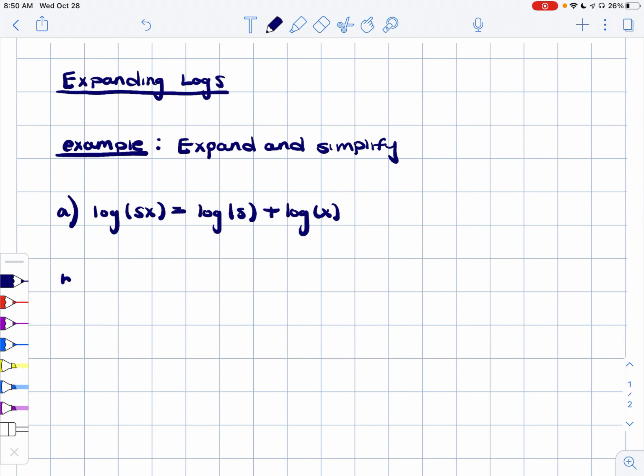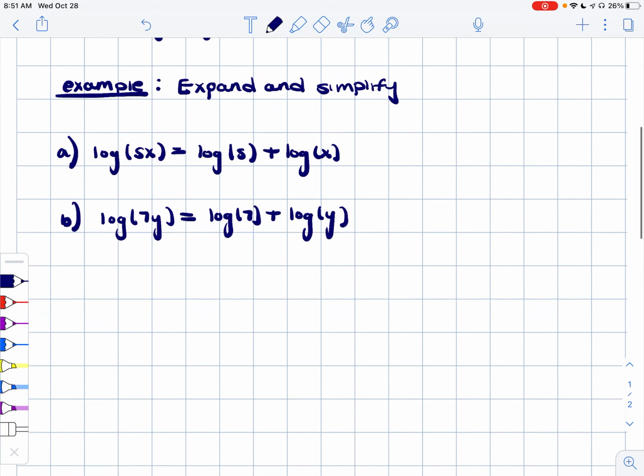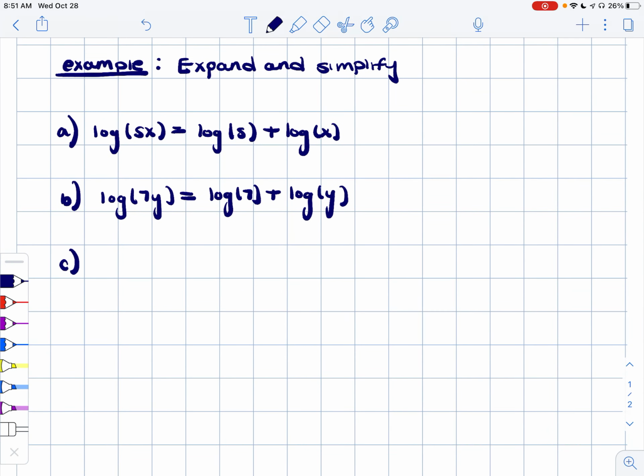All right. So similarly, if we had the log of 7y, again, it's a product, so we would split it as the log of 7 plus the log of y. All right, how about the log base 5 of 25x? Again, a product. So we would turn this into the log base 5 of 25 plus the log base 5 of x.